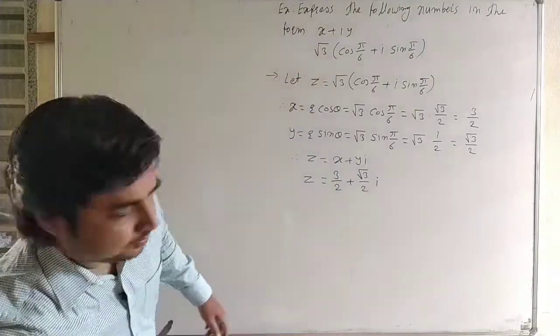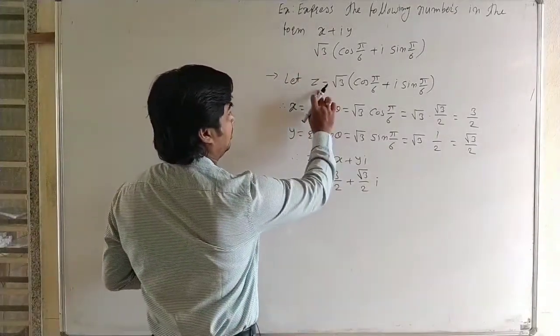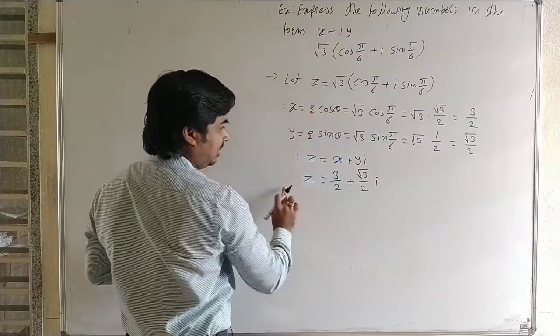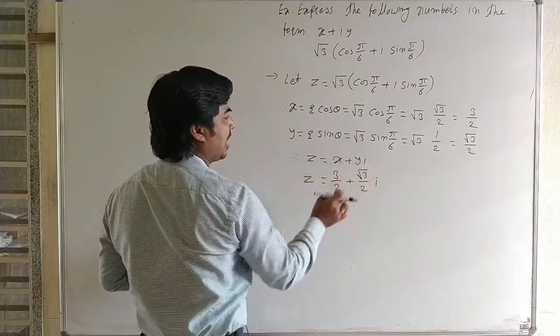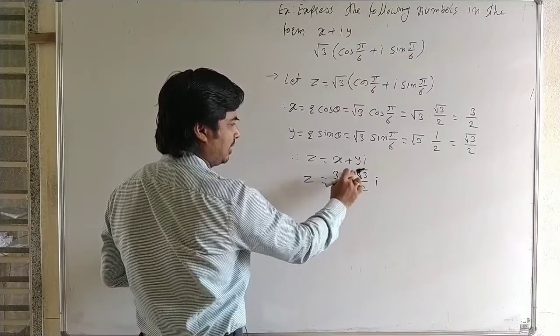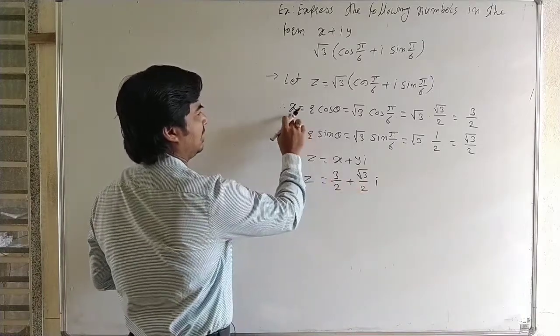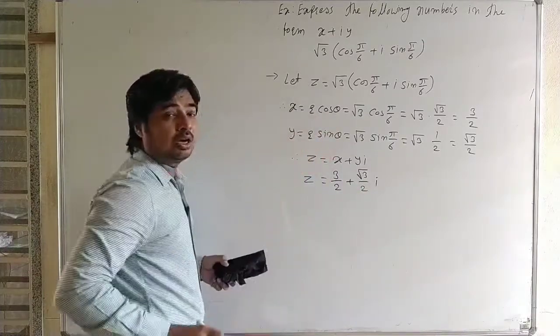Then next, the number in the polar form we can write in the form of x plus iy. 3 by 2 is the real part and root 3 by 2 is the imaginary part. x is equal to r cos theta and y is equal to r sin theta.